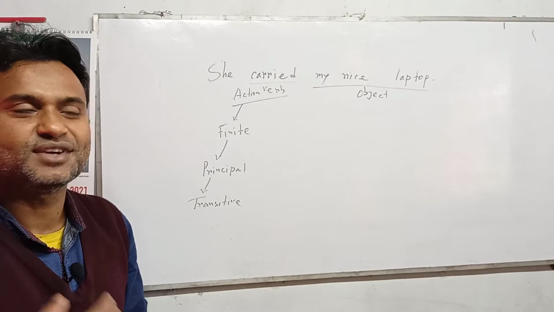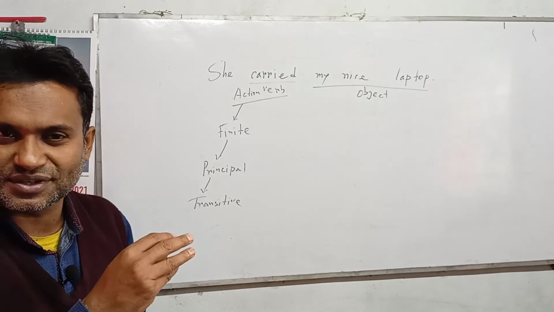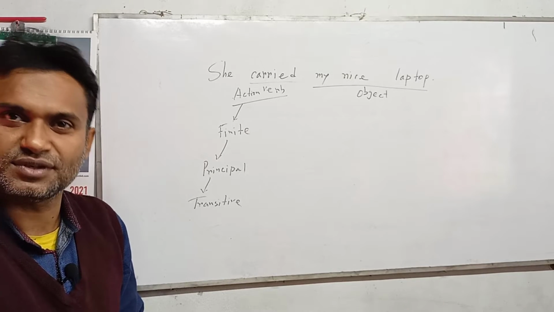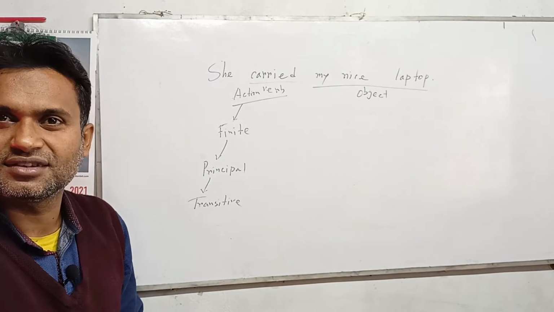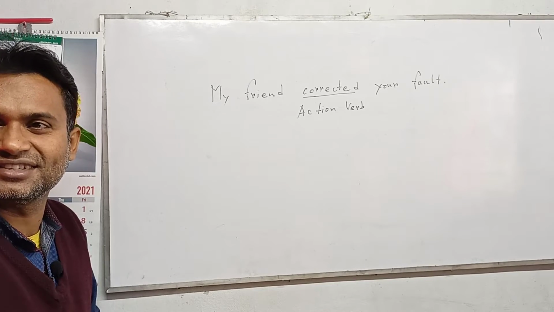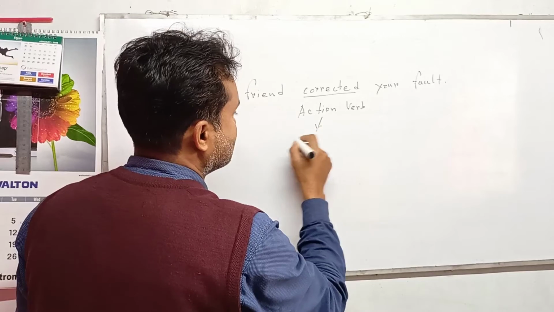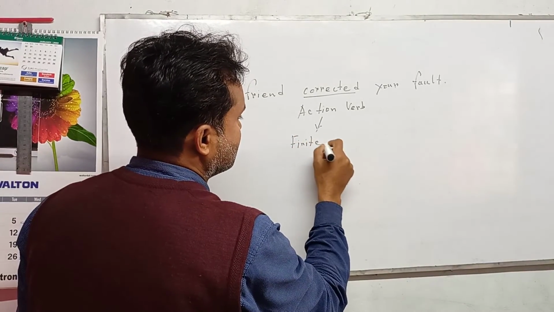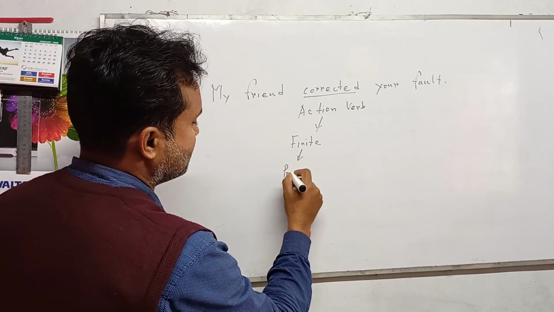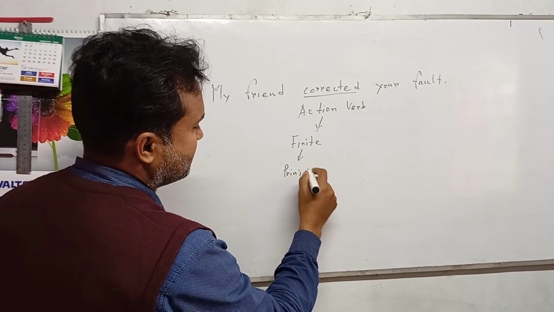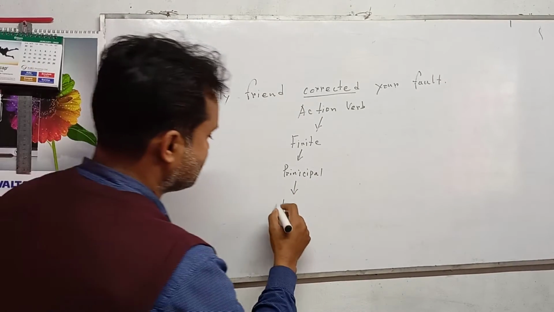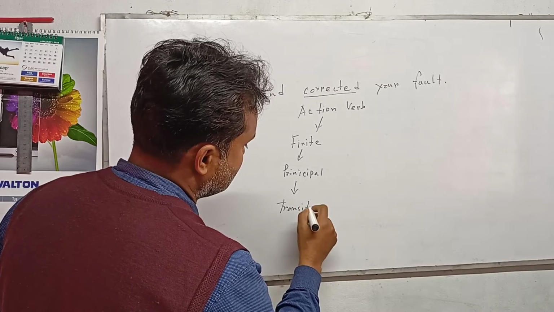You can say use, we can say need, we can say put down. Put down means you can keep. A transitive verb uses a direct object. Do you understand? Transitive verb. Okay, sit down. It is finite. Next one is principal. Transitive. Next one is transitive. Okay, I hope you can understand it.